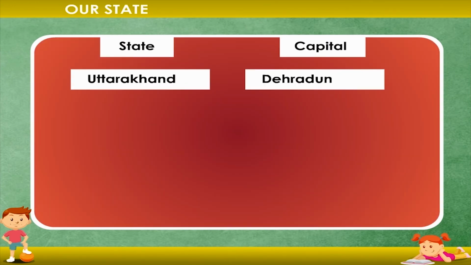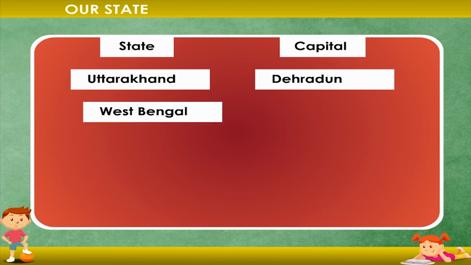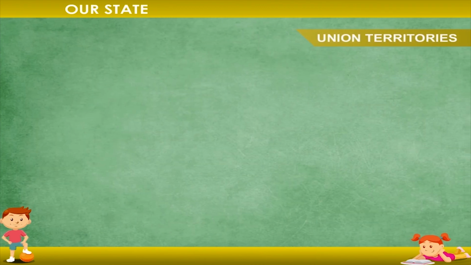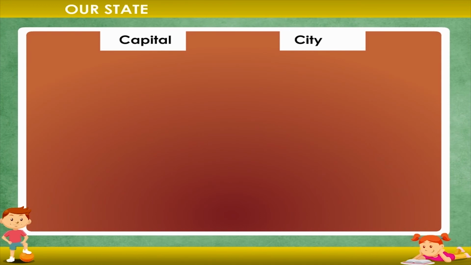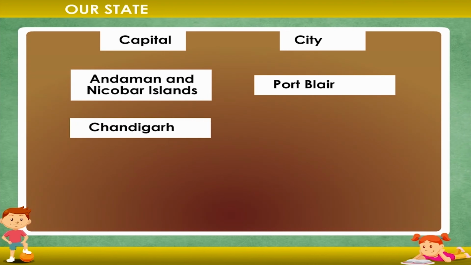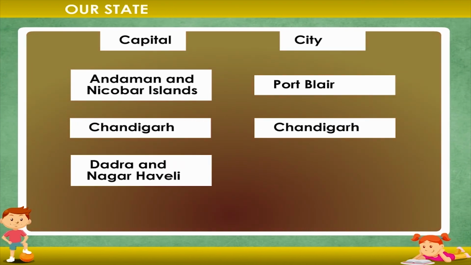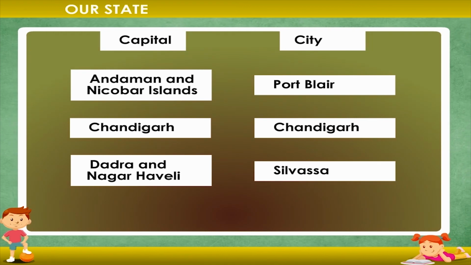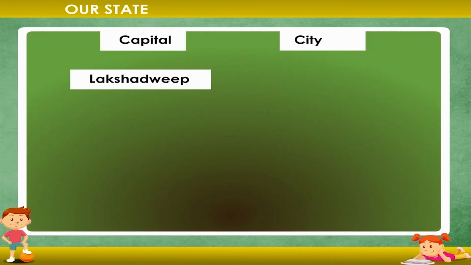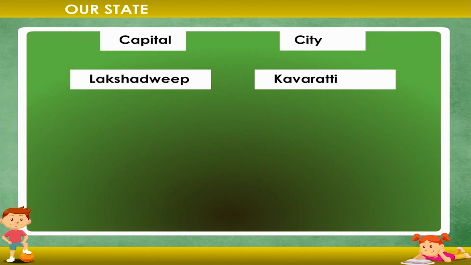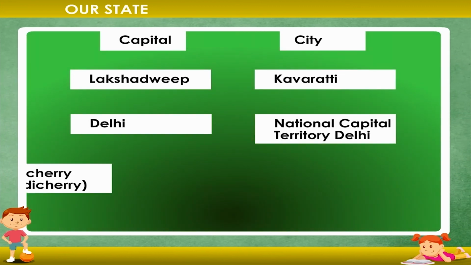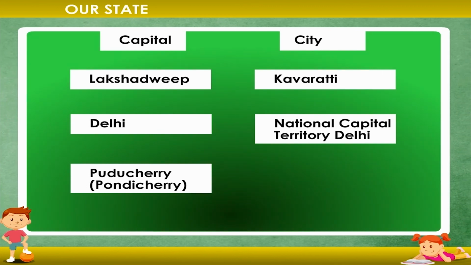Uttarakhand, Dehradun. West Bengal, Kolkata. Union Territories and capital cities: Andaman and Nicobar Islands, Port Blair. Chandigarh, Chandigarh. Dadra and Nagar Haveli, Silvassa. Daman and Diu, Daman. Lakshadweep, Kavaratti. Delhi, National Capital Territory, Delhi. Puducherry, Pondicherry.